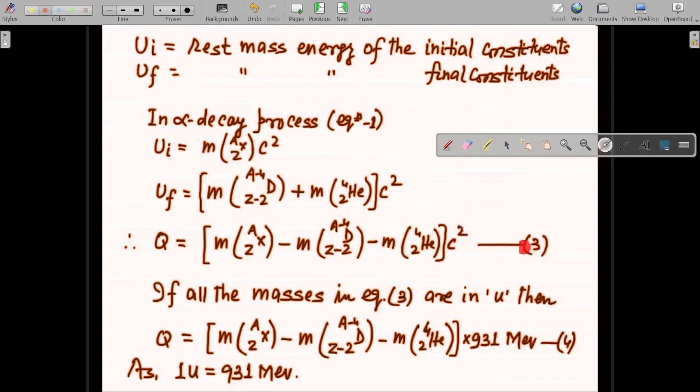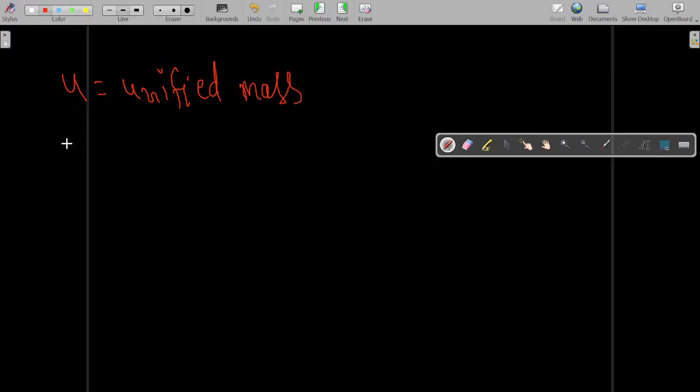Suppose this is equation number 3. If all the masses in equation 3 are in u, what does u mean? U means unified mass. And AMU means atomic mass unit. AMU means atomic mass unit and u means unified mass.